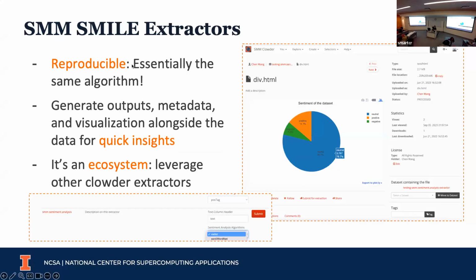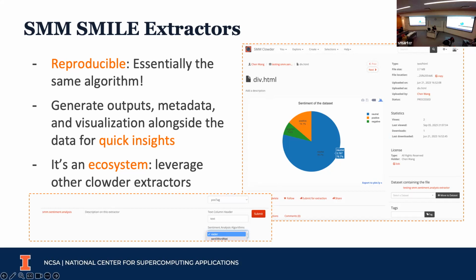So here, we basically transplant the same Smile algorithms as information extractors and put them inside of Clowder. By doing that, now a user has the flexibility to upload their own source data, if they have their own CSV, sorry, their own tabular format of some natural language data. Now they can run the same Smile algorithm within Clowder.